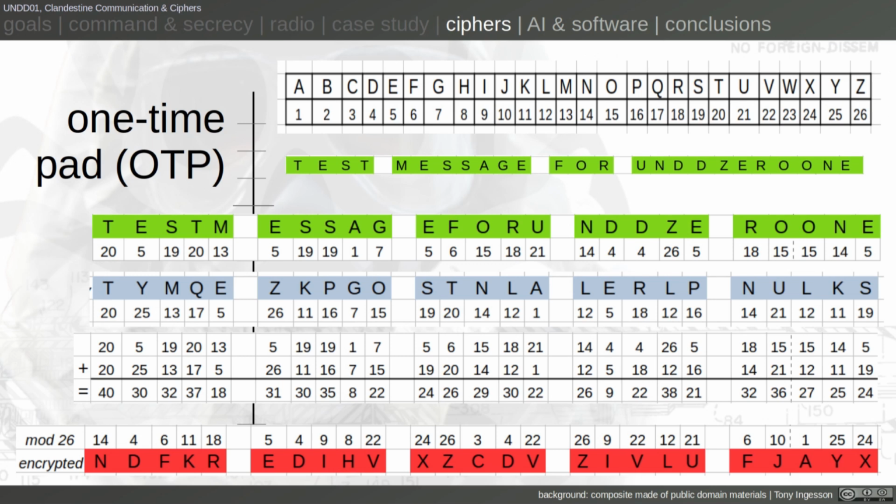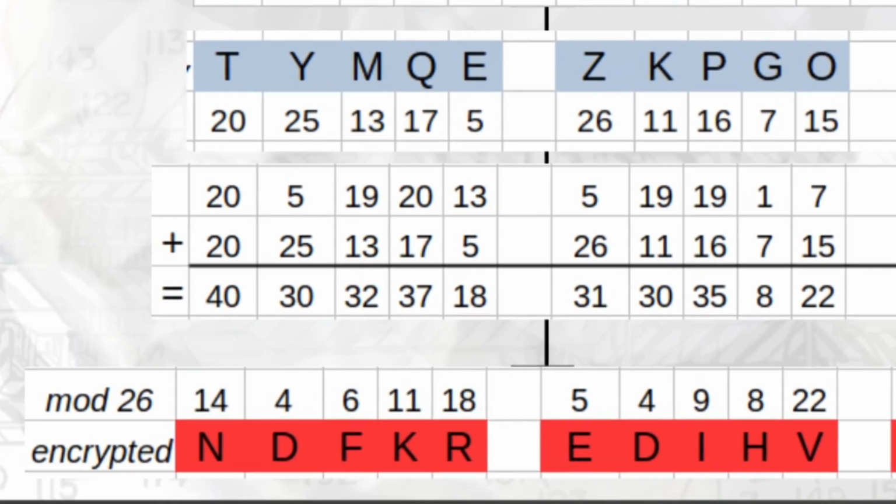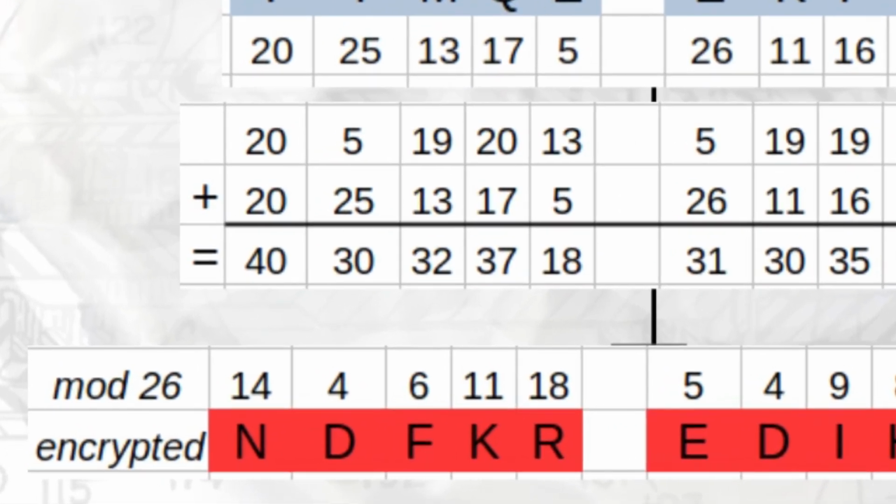So as you can see here, the first number is 40. The first of the added numbers is 40. So if you subtract 26 from 40, you get 14. And the second number is 30, which is also higher than 26. So if you subtract 26 from that, you get 4. And same thing with 32 and 37, which becomes 6 and 11 respectively.